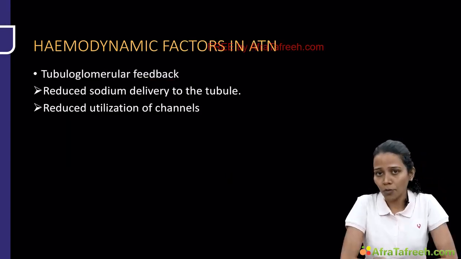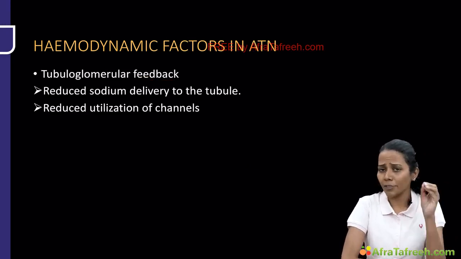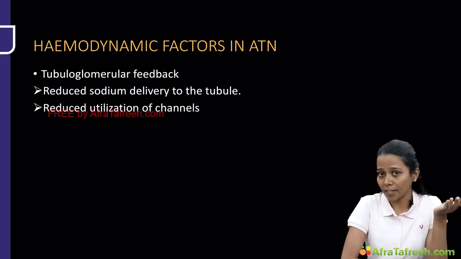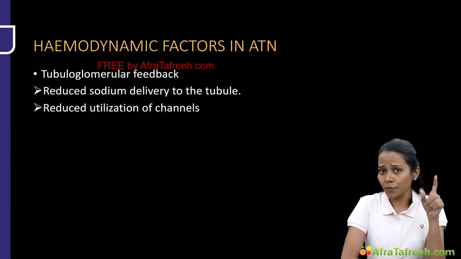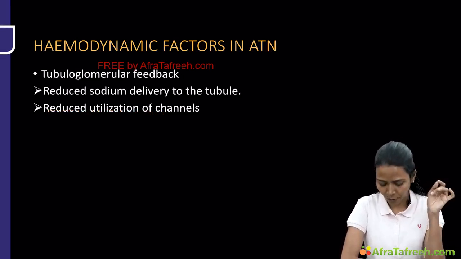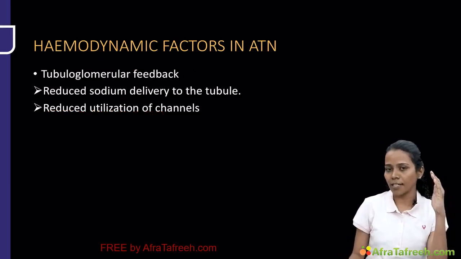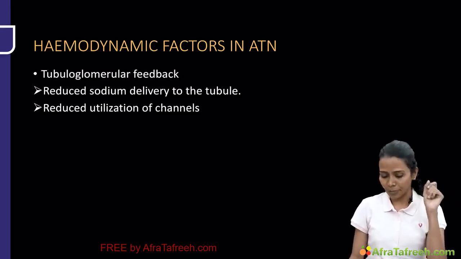Next is activation of tubuloglomerular feedback. That is, all the channels are going to reduce sodium utilization. So more sodium goes to the distal tubule, and more sodium is going to get sensed by the macula densa. It's going to activate the renin-angiotensin system, which will further vasodilate the afferent arteriole and vasoconstrict the efferent arteriole. Okay. And the other mechanism that happens is reduced utilization of channels. Like I said, the channels are utilized in a reduced way because the metabolism is going to reduce.